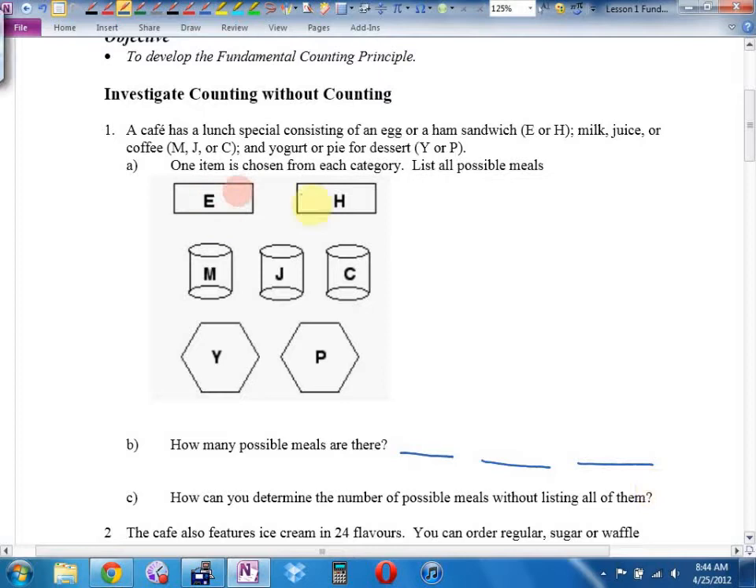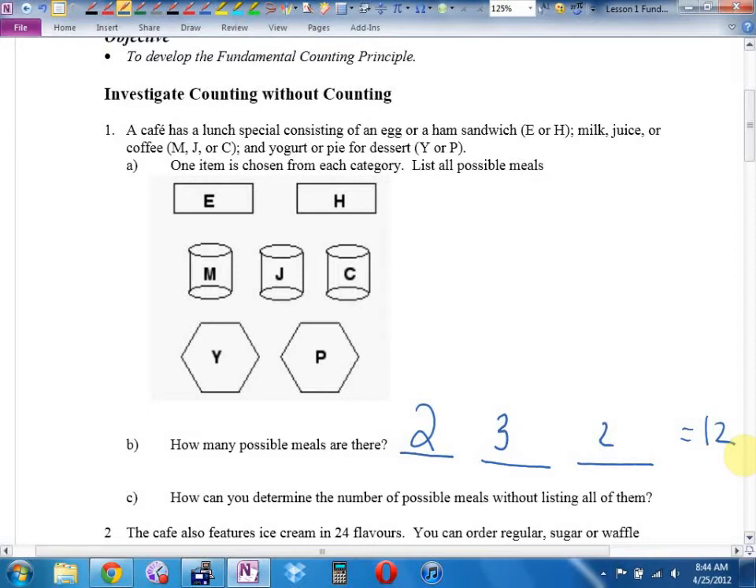How many sandwiches are there? How many drinks are there? How many desserts? I'm going to tell you that there are a total of 12 possibilities. Can you figure out what I did with that 2, that 3, and that 2 to figure out that there are 12 different meal combinations? Let's multiply, and that's the fundamental counting principle.